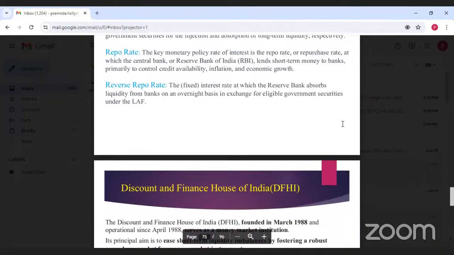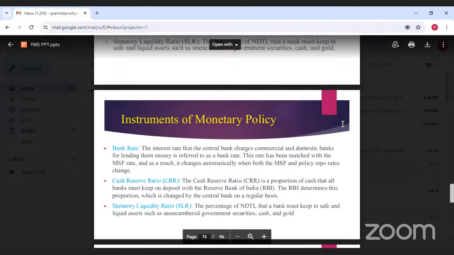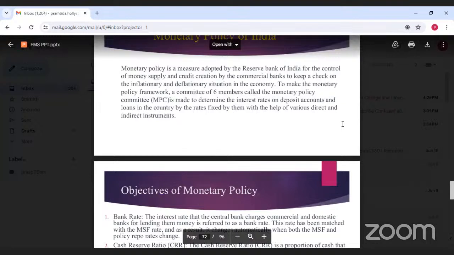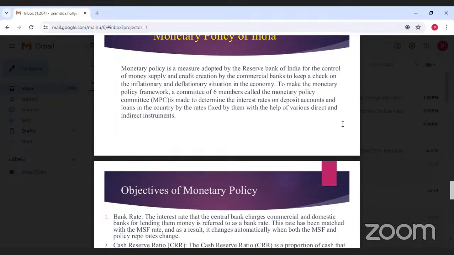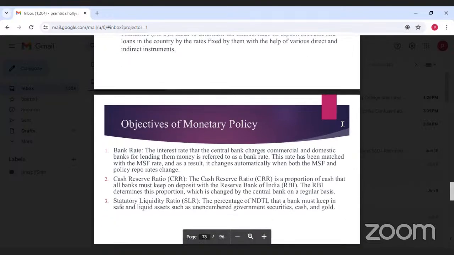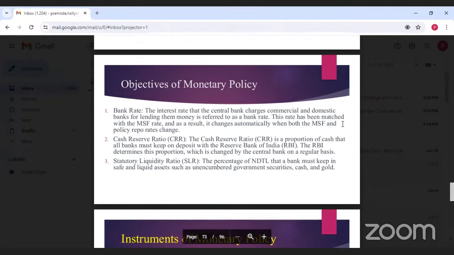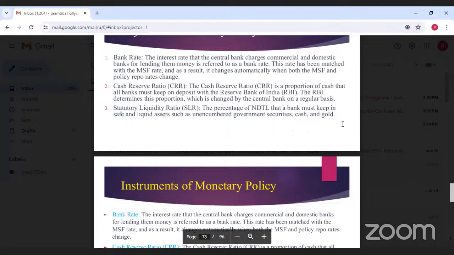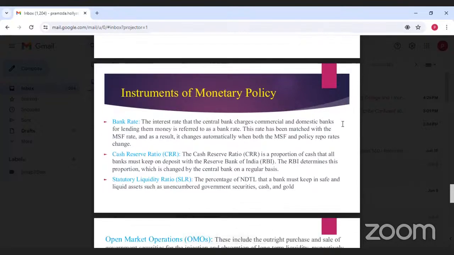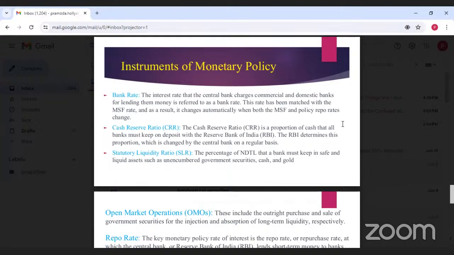Now, as I said, the objectives of monetary policies are to control the flow of money in the market, to see to it that the credit which is being given to the individuals is utilized for productive purposes, which is used for the economic development of the country, and to avoid the unnecessary, unproductive spending of the customers. So this is how the objectives of monetary policies have been framed. Now let us look at what are the instruments through which the monetary policy is being controlled in the country.